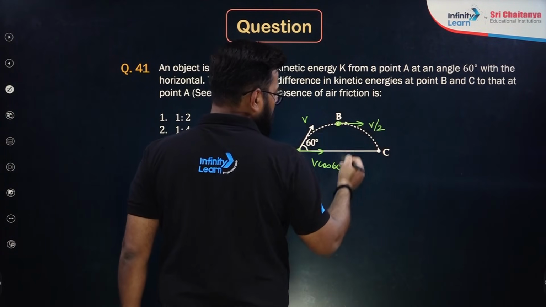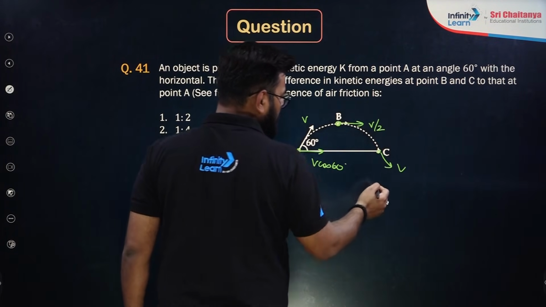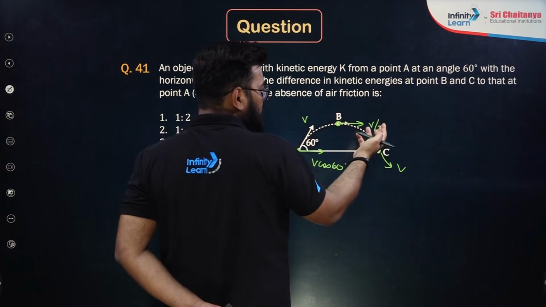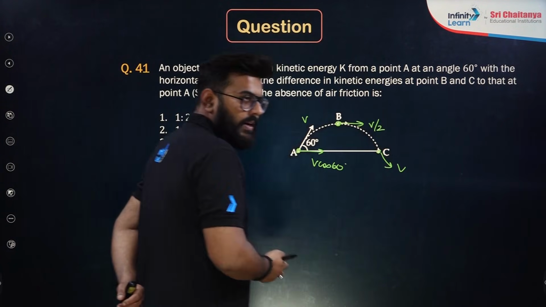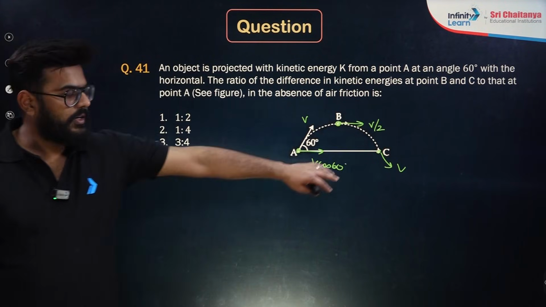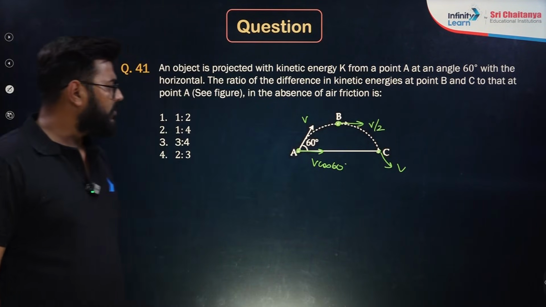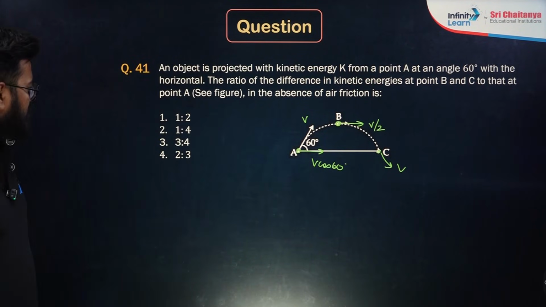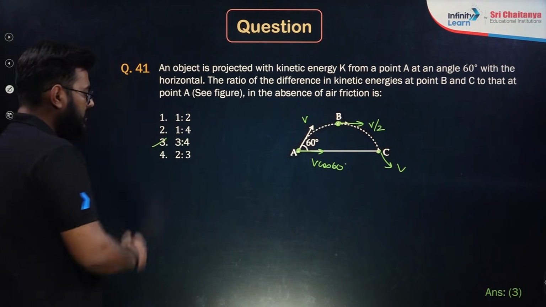Earlier was V, here it is V by 2, and here also the velocity will be V. So kinetic energy over here is going to be half of m into V square by 4. And here it is going to be half of mv square. So difference is 3 by 4. So ratio with this is obviously going to be option number 3, which is 3:4.